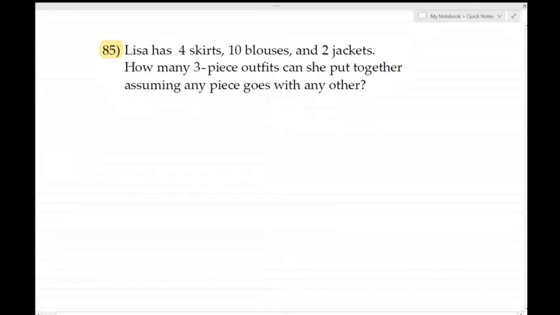Next, a little bit more of the fundamental counting principle. Lisa has four skirts, 10 blouses, and 2 jackets. So notice that there are three different categories. How many three-piece outfits can she put together, assuming any piece goes with any other? So all you have to do is multiply the different options, right? Four, because that's the first category. There are four options in the skirts category, 10 blouses, and then 2 jackets. So 4 times 10 is 40, times 2 is 80. So Lisa has 80 possible outfits.